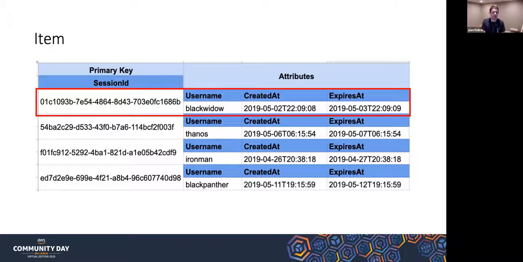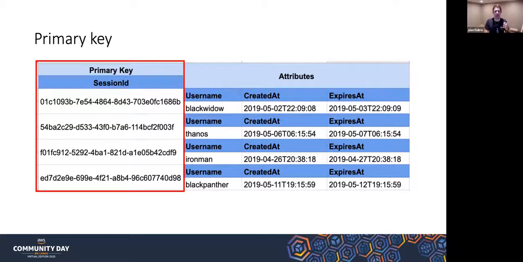Now, when you create your table, you're going to have to specify a primary key on your table, and every item that you put into that table must contain that primary key. That primary key is going to uniquely identify each item in that table. So you won't have 2 items with the same primary key. They would just overwrite each other if you did that. And primary key is going to be very important for data modeling. We'll talk a little bit more about that later on in this presentation.